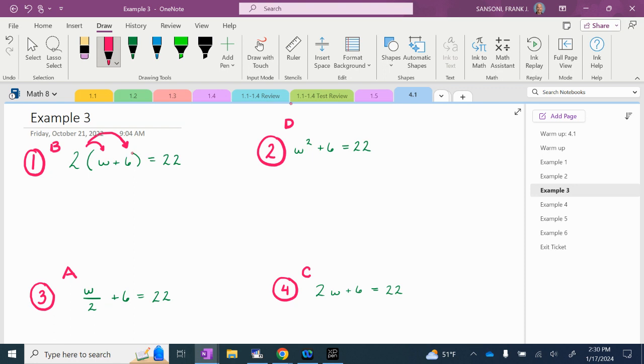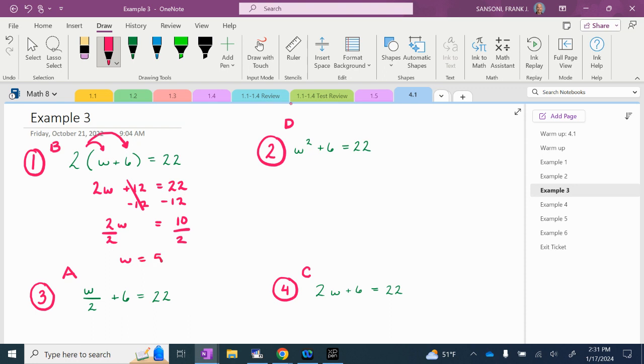Okay? So what's 2 times W? 2W. What's 2 times 6? 12. And that equals 22. Well, how do I get rid of the plus 12? I subtract 12. And so if I do this correctly, I'm left with 2W on the left side. What is 22 minus 12? 10? Divide by 2? W equals 5.